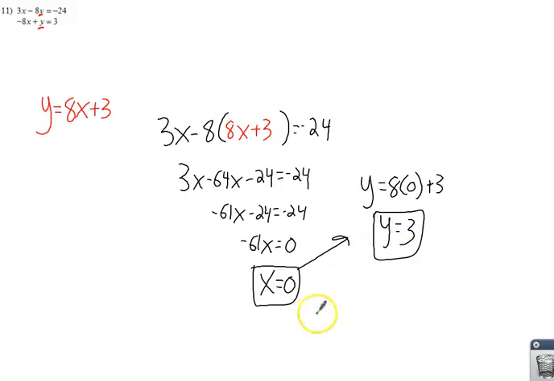Circle or box in your answers. Or write it as a coordinate pair. You are now ready for your quiz. Oh, happy days are here again. Go henceforth and do.